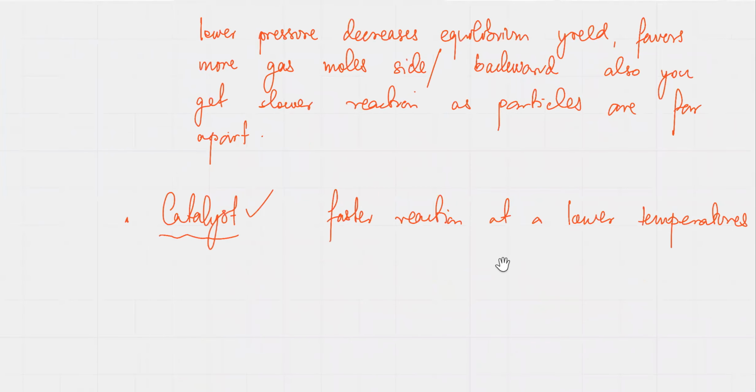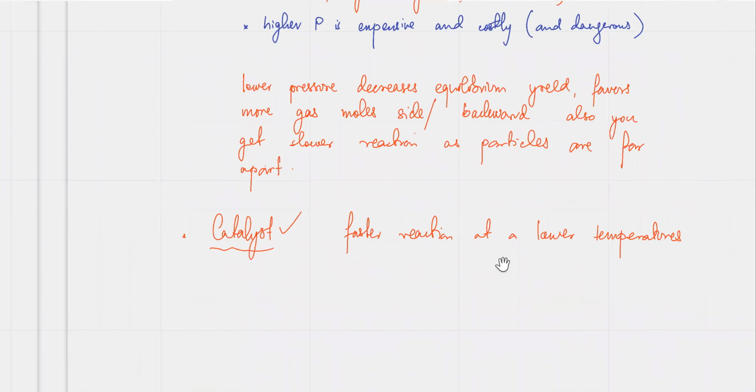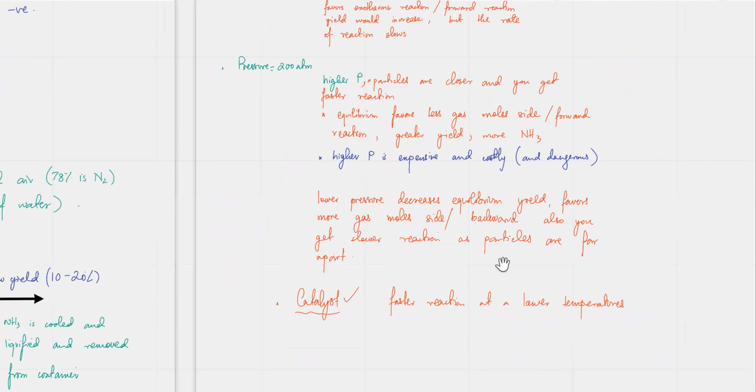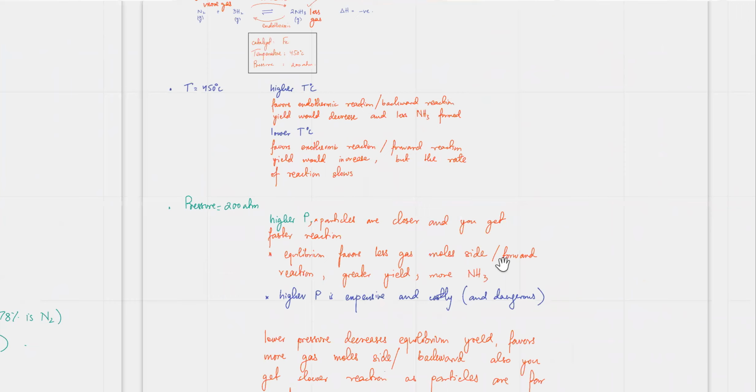And the catalyst was added because you're supposed to get a faster reaction at a lower temperature. So you have to justify conditions based on the rate of reaction and based on the equilibrium yield of the reaction. Is this clear? Yes, sir. Thank you.